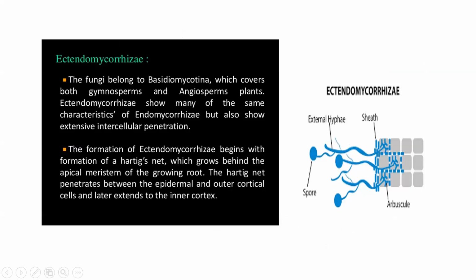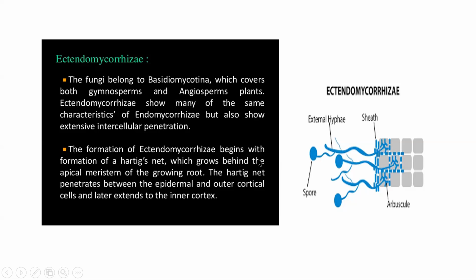So ectendomycorrhiza, as I've already discussed ectomycorrhiza and endomycorrhiza, is where you have fungal growth on the outside as well as penetration into the root cells. The fungi belong to Basidiomycotina and they cover both gymnosperms and angiosperm plants, and they show extensive intercellular penetration. In ectomycorrhiza, the fungi will not penetrate into the cell, it will be found in between the cells. But in endomycorrhiza, it will go into the cell.